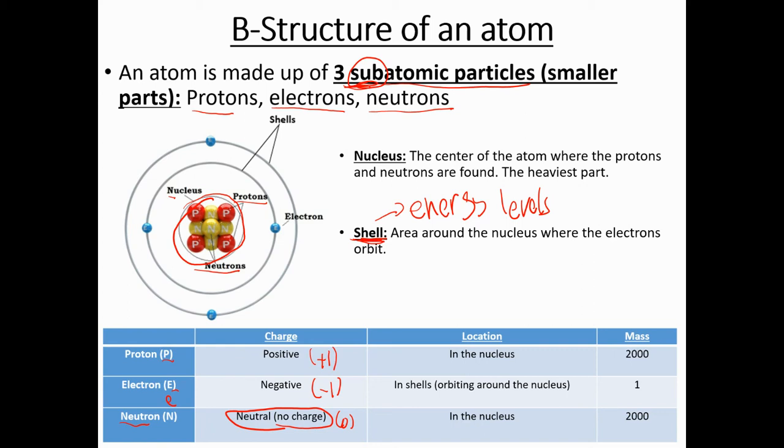They differ, of course, in their location. Like I said, the protons and neutrons are both in the nucleus, whereas the electrons are found in the shells, orbiting, moving around the nucleus, or we can call this, again, energy levels. And they also differ in their masses as well.